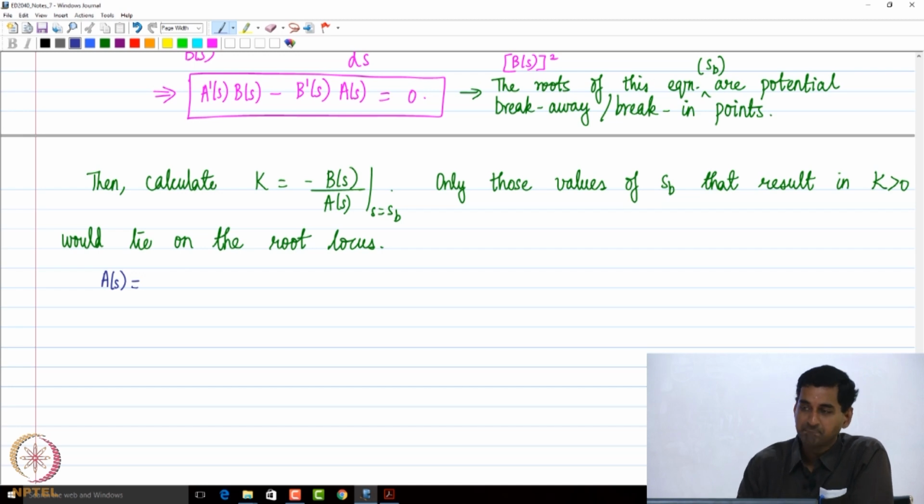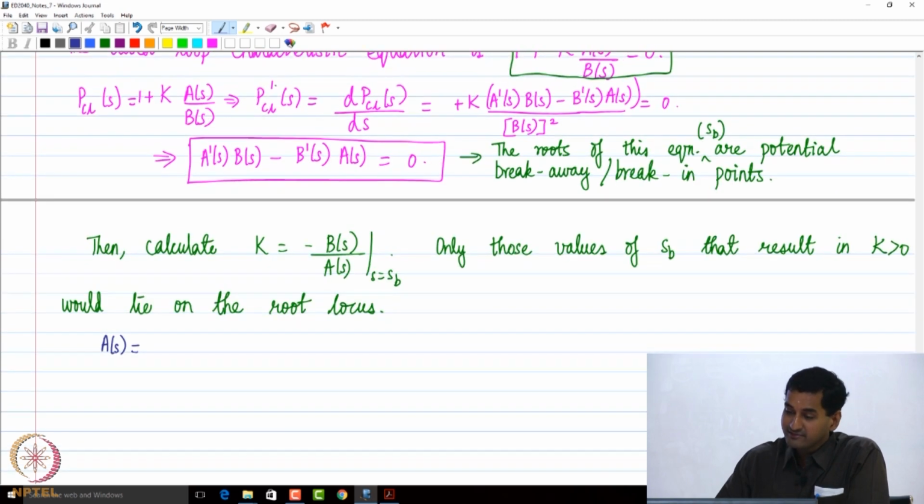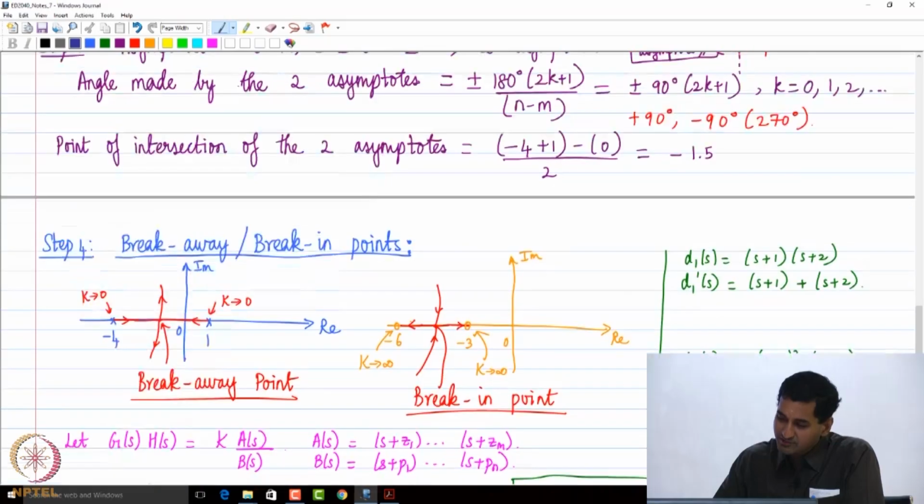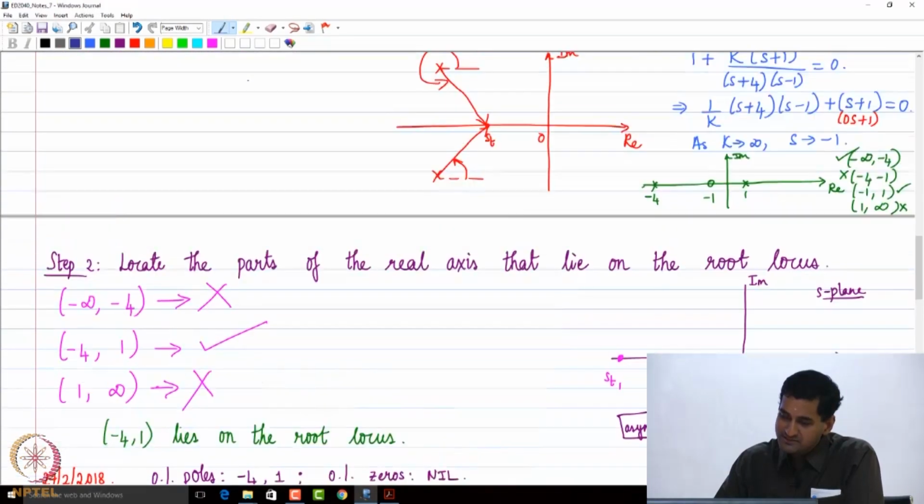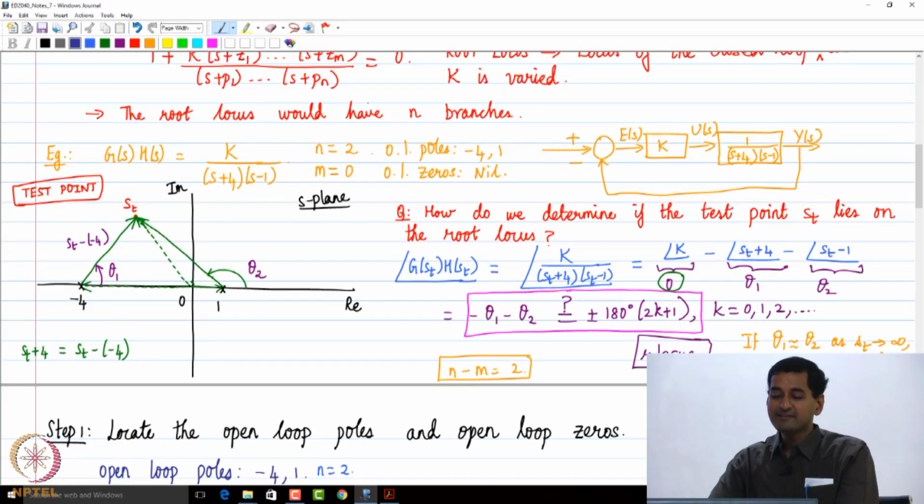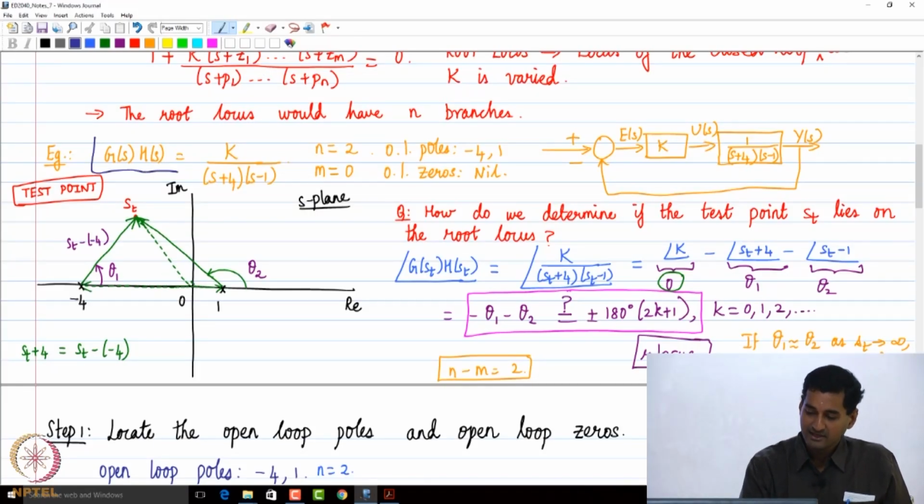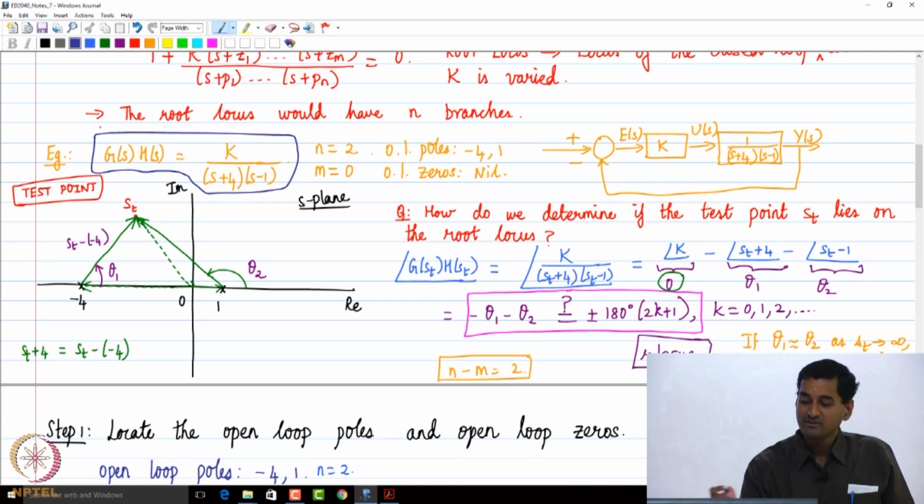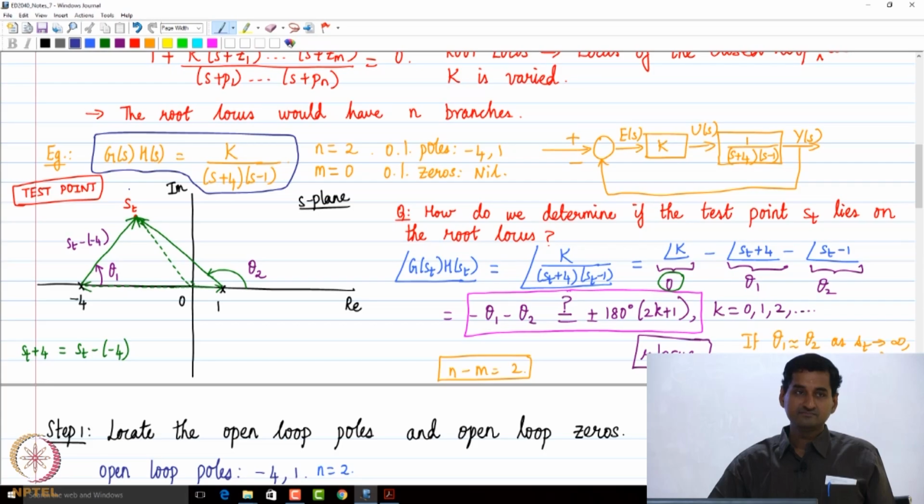For the given open loop transfer function, if I scroll up, please remember that G(s)H(s) was k divided by (s plus 4) times (s minus 1). That's our open loop transfer function. So what are A(s) and B(s) here? A(s) becomes 1, because we want to write the open loop transfer function as k times A(s) divided by B(s). So A(s) becomes 1. What about B(s)?